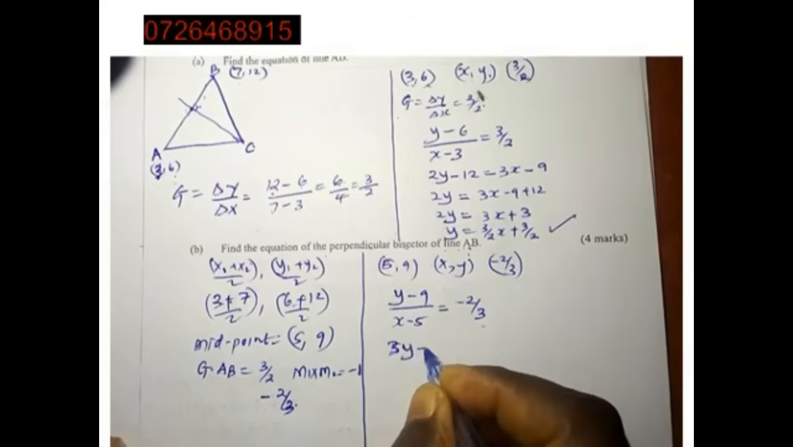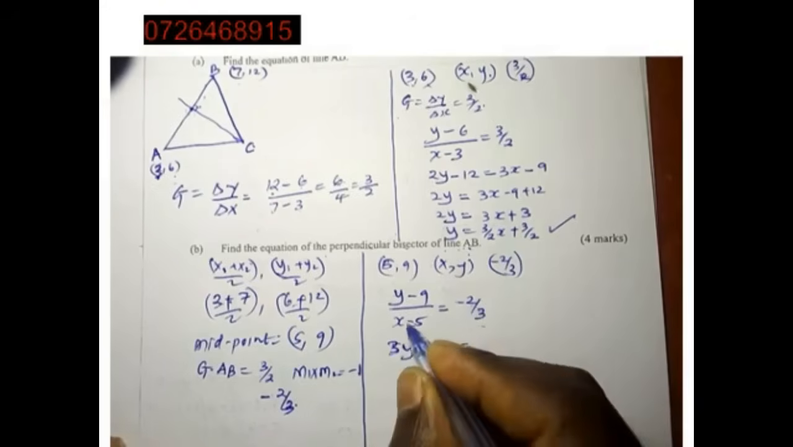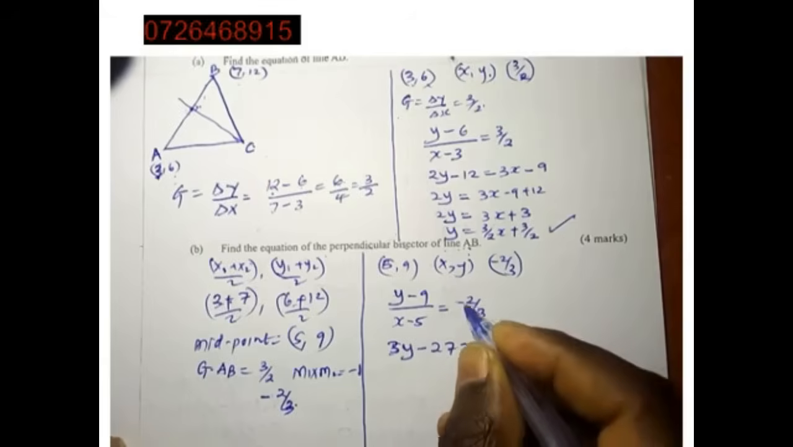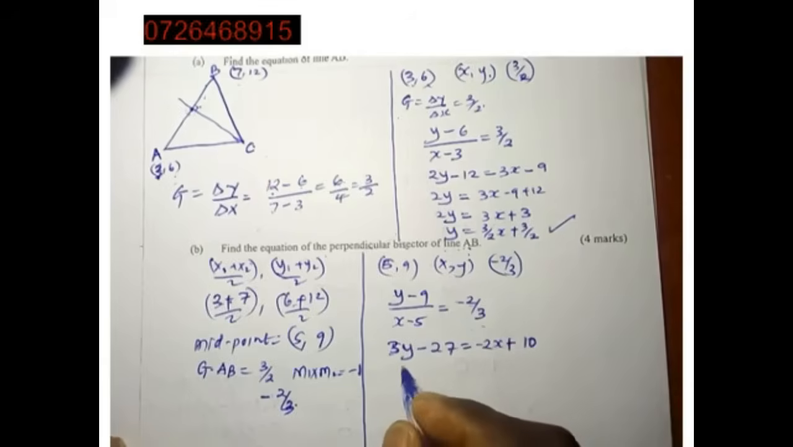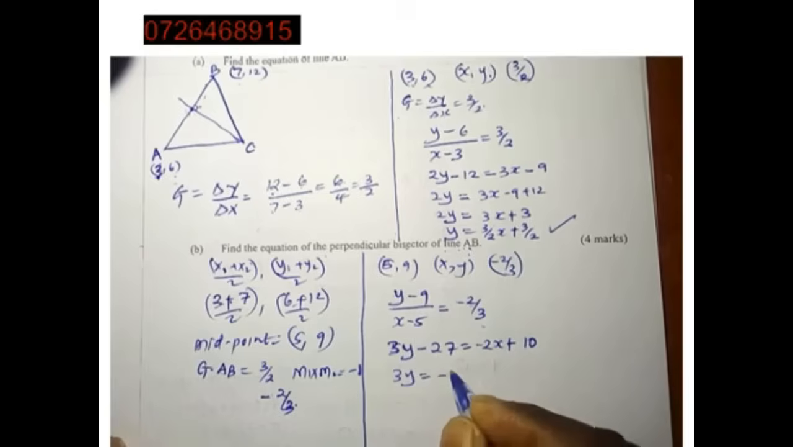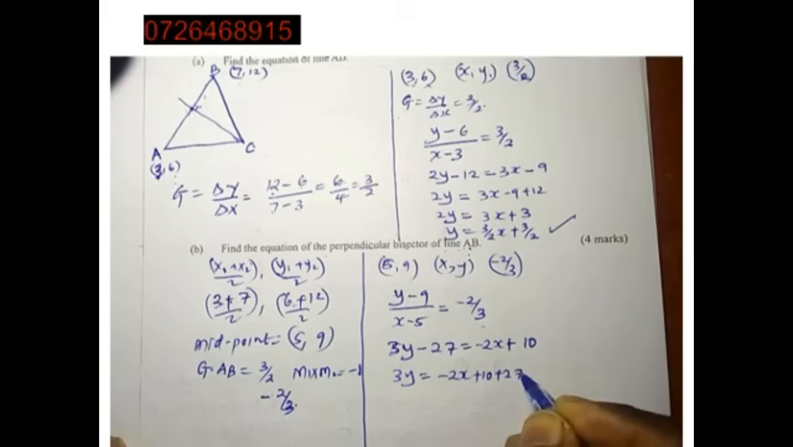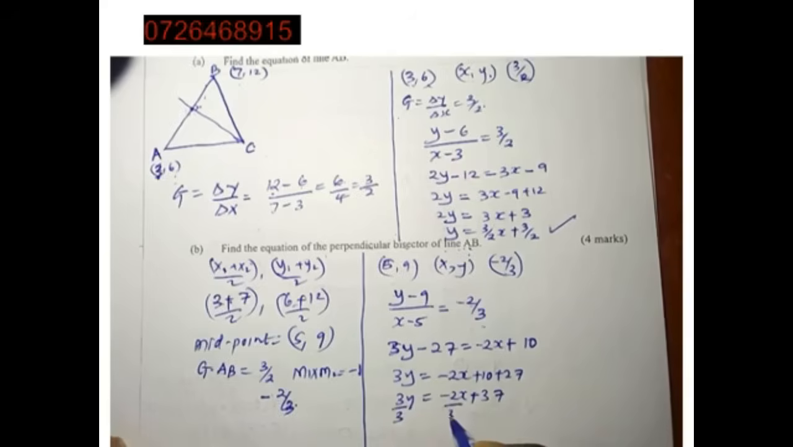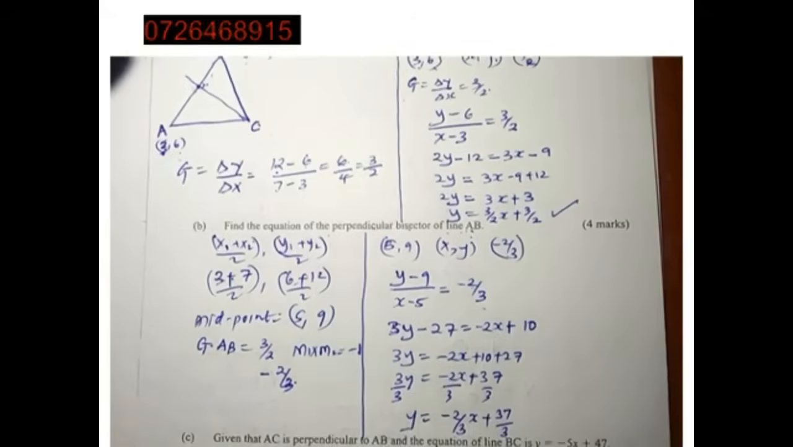3y minus 27 is equal to -2x plus 10. 3y equal to -2x, tukua ipande ingine ikue 10 plus 27. 3y itakuwa -2x plus 37. Divide both sides by 3. So y is equal to -2/3 x plus 37/3. And that is the equation of the perpendicular bisector of AB.